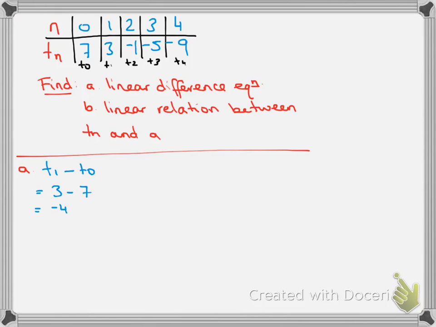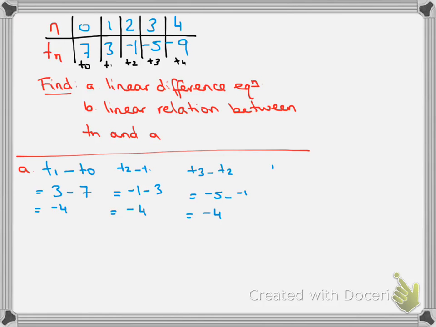So the next one that we'll be looking at is T2 minus T1, and that brings us to negative 1 minus 3, and that is equal to, you guessed it, negative 4. The next one along, I didn't write T1, sorry. The next one along we need to write is T3 minus T2, and that is equal to -5 minus -1. If we do that on a calculator, we'll find that we get -4 again.